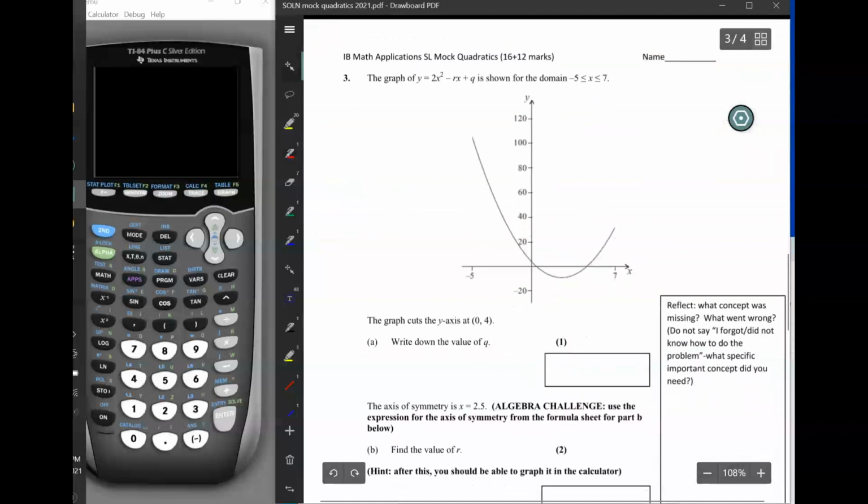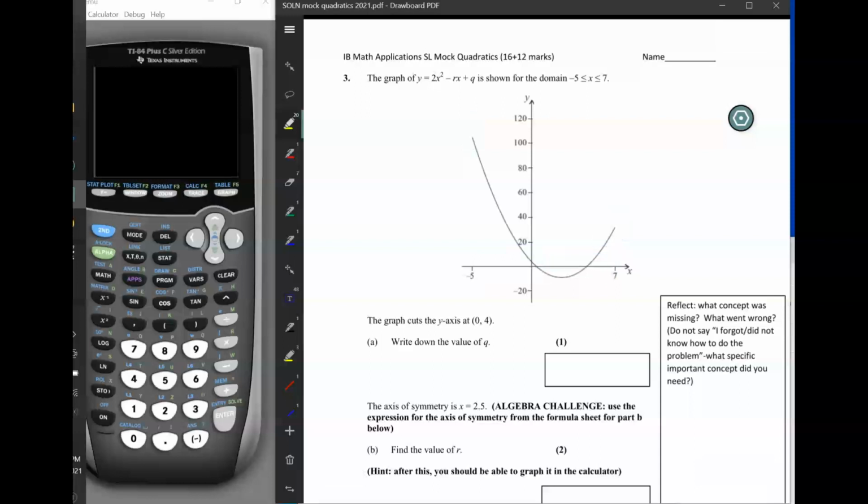This is a challenge problem. Number 3, the graph of y equals 2x squared minus rx plus q is shown in the domain -5 is less than or equal to x is less than or equal to 7. What does that mean? That just means that the valid x values go between -5 and 7, as they demonstrated here. Do you see how it cuts off right there? It's because they specified a domain that was not x is all real numbers, so they cut the graph off.